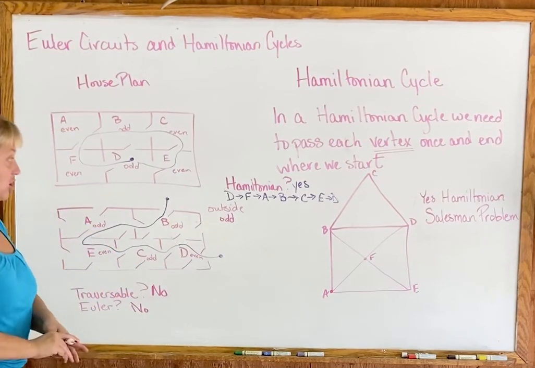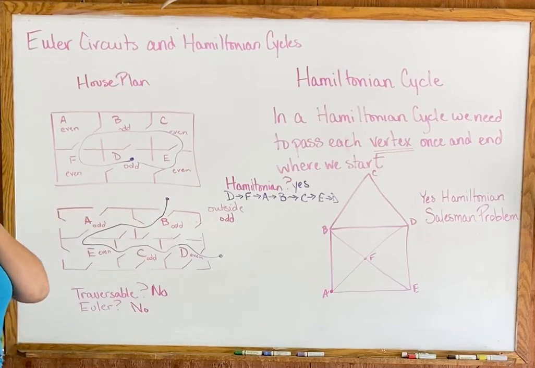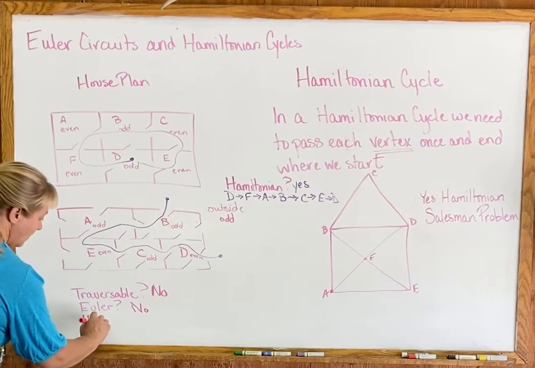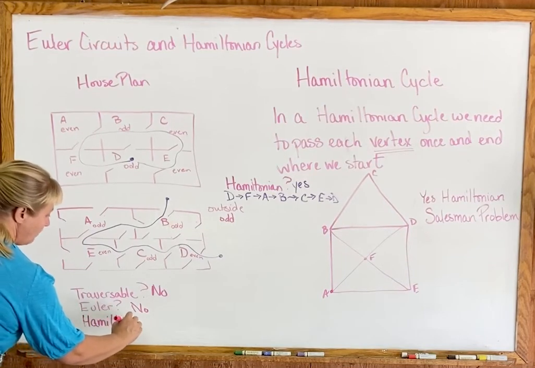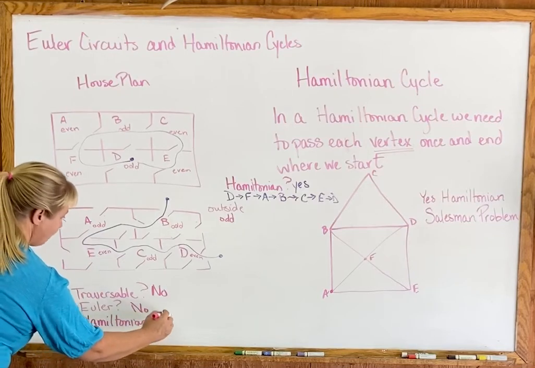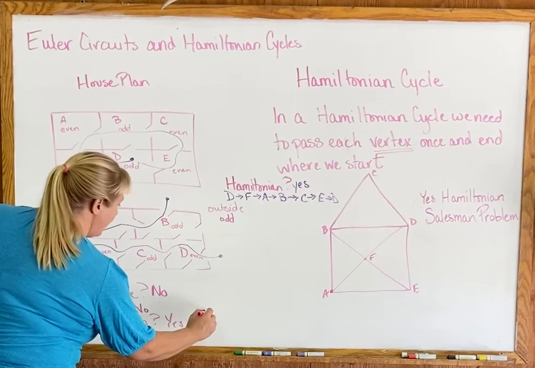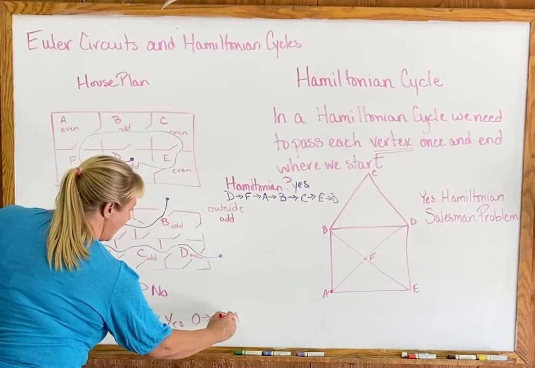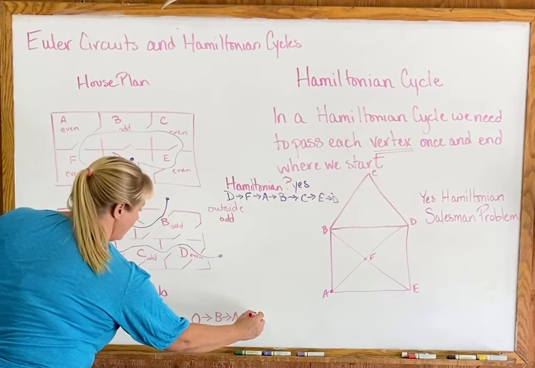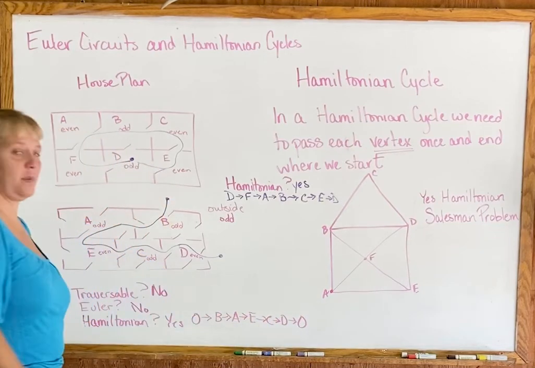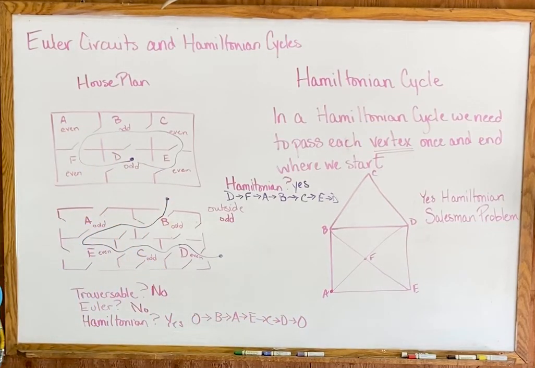So is it possible to start outside, go through all the rooms in this house, and then end back outside? And again, yes, there is a Hamiltonian cycle here. So this guy wasn't traversable, didn't have an Euler circuit, but Hamiltonian, yes. And again, label outside, and then the way I did it was B, A, E, C, D, outside. All right, we're good.